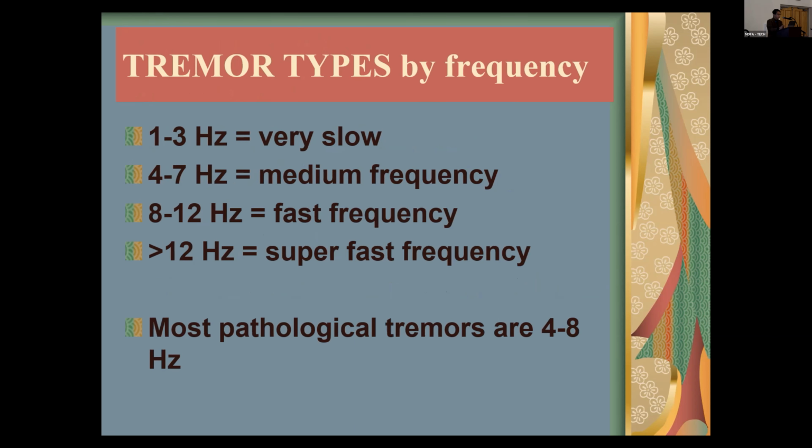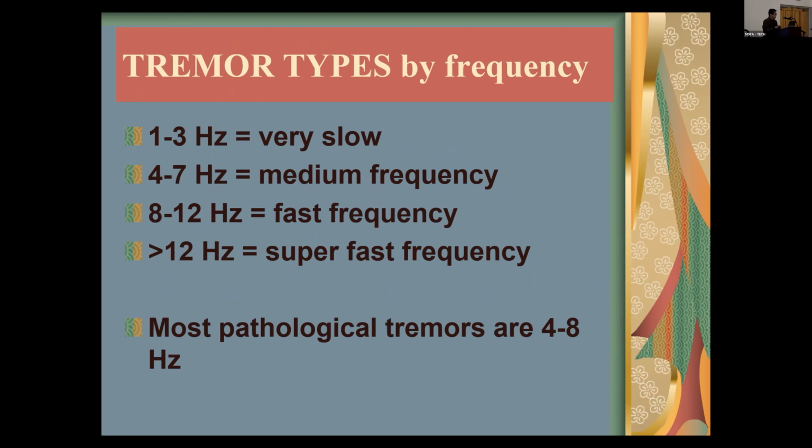And then we also look at the tremor based on frequency. Most of the pathological tremors fall within a certain frequency of 4 to 8 hertz. Although in my practice, we see tremors of all types. So very slow means 1 to 3 hertz. Hertz refers to beats per second. And then 4 to 7 is medium frequency. 8 to 12 is fast. And then more than 12 hertz is super fast.